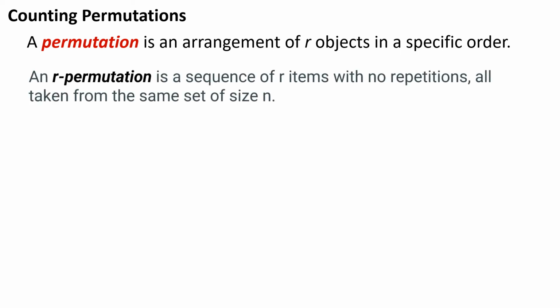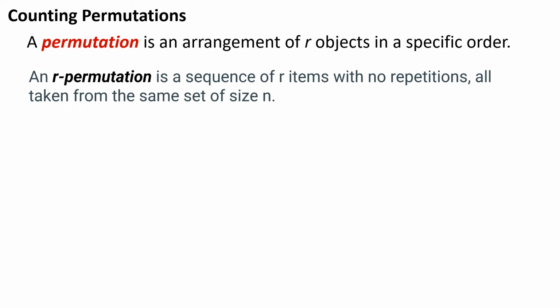Now here's how the book describes this, and we'll talk about how it means exactly the same thing as what I just said. It says an R permutation is, and sometimes they call it an R permutation as opposed to just a plain permutation, a sequence of R items with no repetitions, all taken from the same set of size n. So they're saying we've still got R items, or we could call them R objects, and they say with no repetitions. Well, why are they saying that?